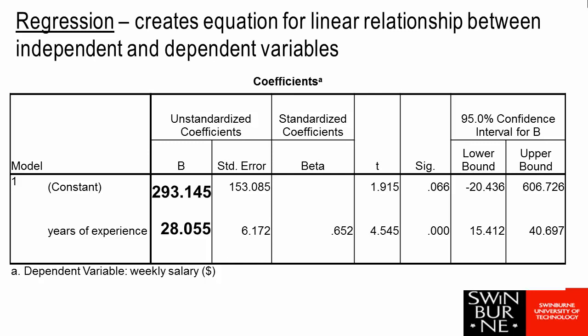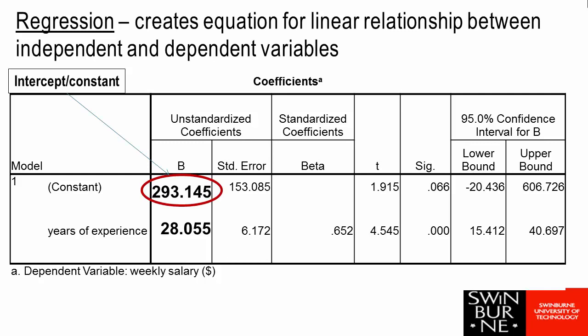Regression is used to create a linear relationship and a linear equation between two metric variables. In this case we have a more clear-cut independent variable and dependent variable. For this example we're using years of experience as a way of predicting weekly salary.